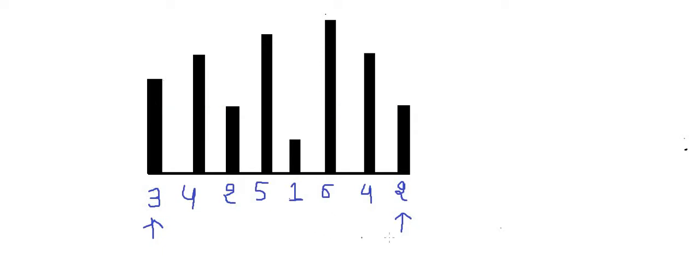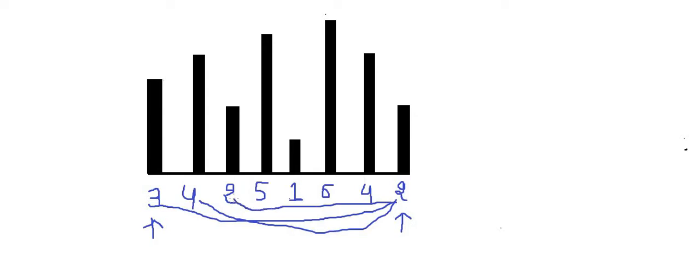Now we have to move one of the pointers. Either we can increment our left pointer or we can decrement our right pointer. From this figure you can easily observe that the area calculated between this 3 and 4 is always less than the area calculated between this 2 and 4, 2 and 2, 2 and 5, 2 and 1, 2 and 6, or 2 and 4. Why? Because the height is the same and the width is decreasing.